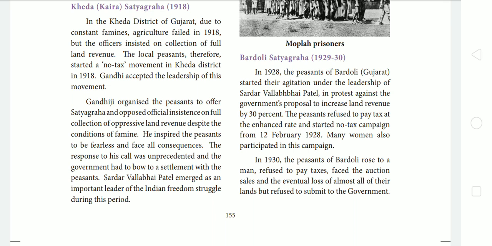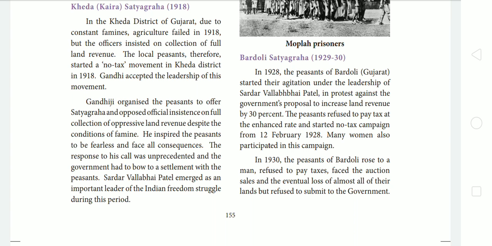Sardar Vallabhbhai Patel emerged as an important leader of the Indian freedom struggle during this period. During this period only, Sardar Vallabhbhai Patel emerged as an important leader in our Indian freedom struggle.